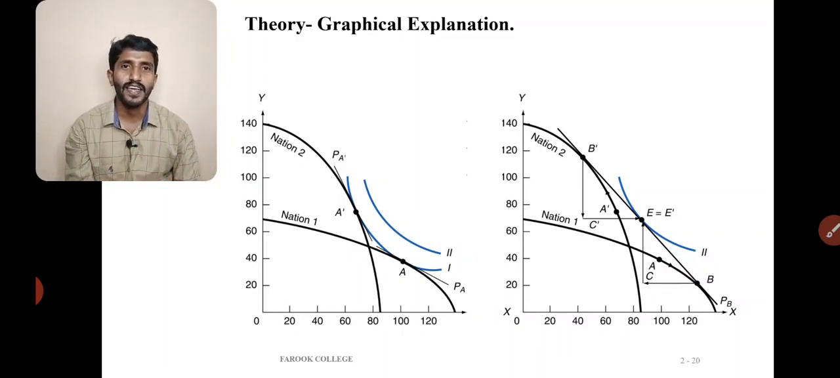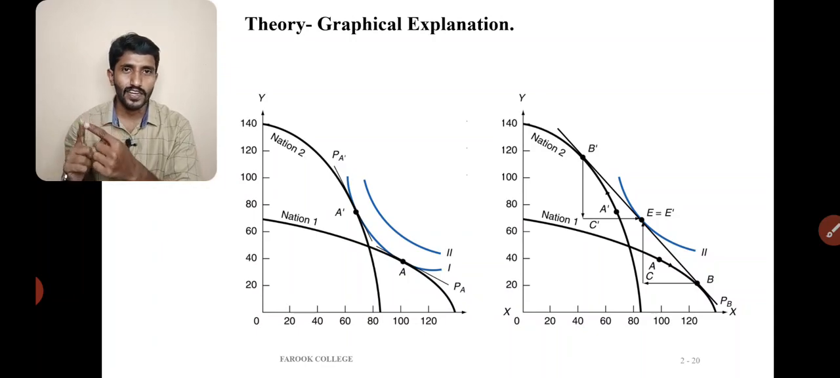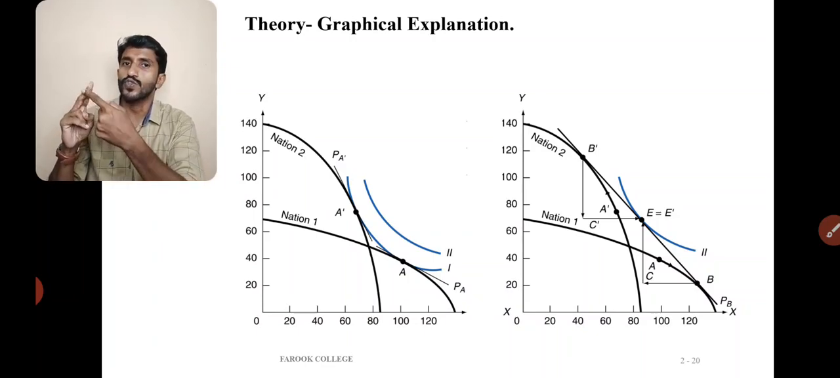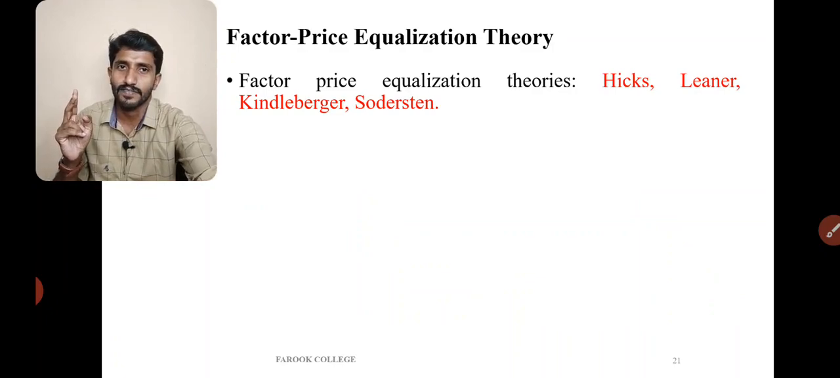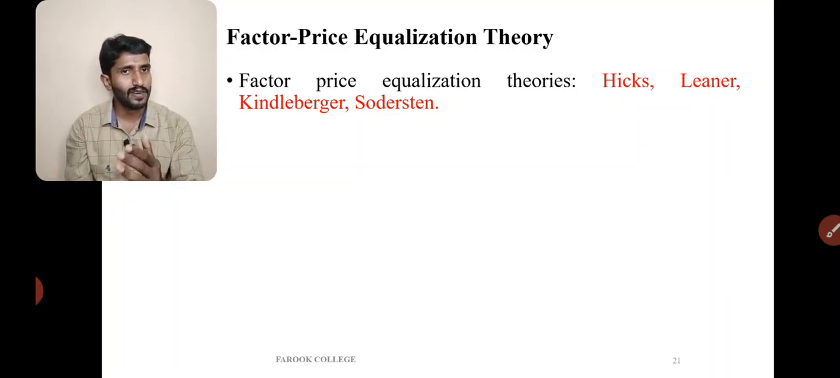Why only one line? Because the prices of the products in the two countries are also the same. That's why we have only one price line. So through factor price equalization, factor prices are equalized and also commodity prices are equalized. There are some other contributors also to the factor price equalization theory. Hicks, Lerner, Kindleberger and Samuelson have also contributed to the factor price equalization theorem in different ways.